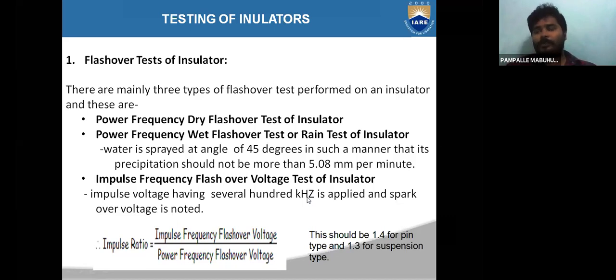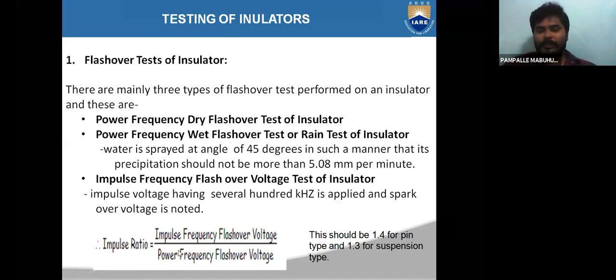To test for those voltages, you have to create that voltage in the laboratory itself. By using an impulse generator, first you produce an impulse voltage having several hundred kilohertz. Now you apply that voltage across the insulator, and the spark over voltage you have to note down. Whenever a spark occurs, you note down that spark over voltage. Then you find out the impulse ratio.